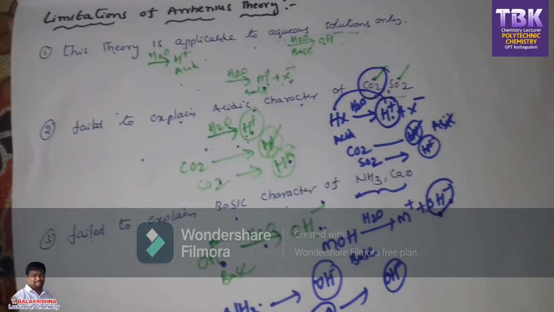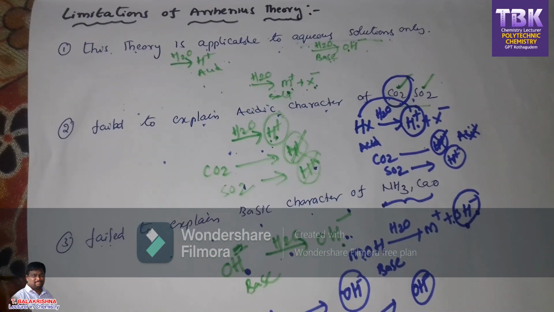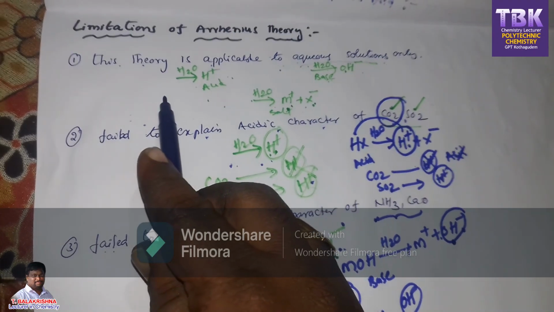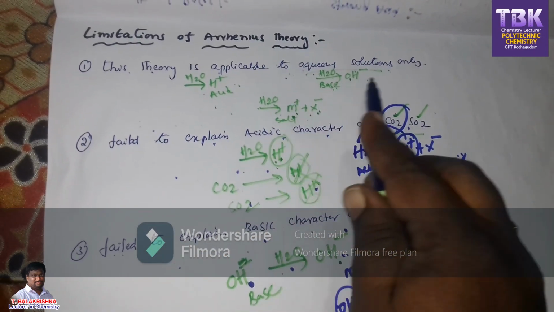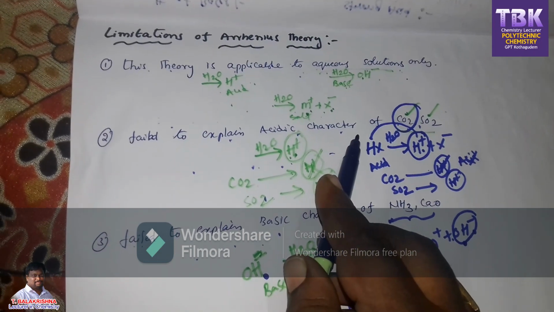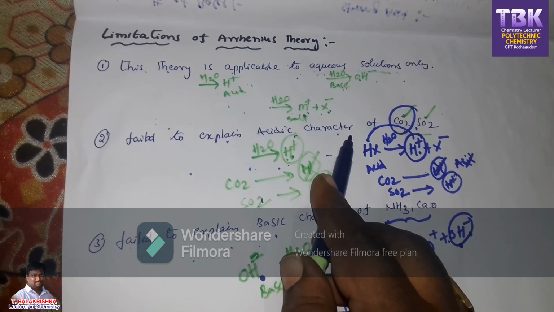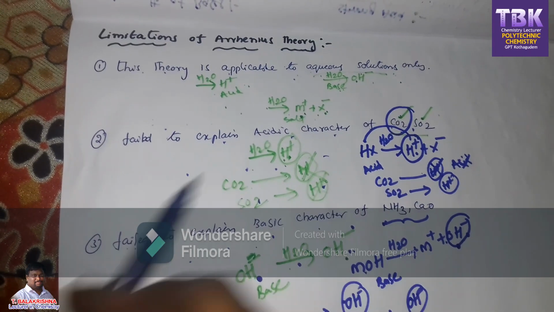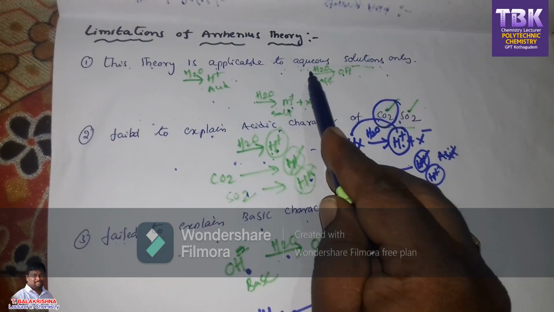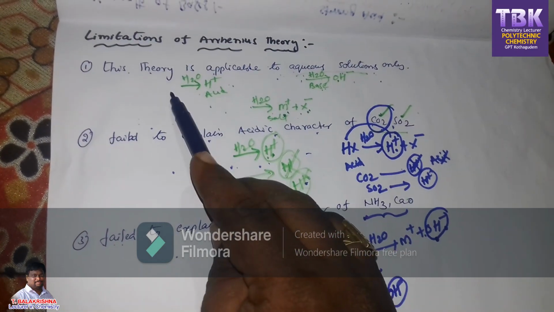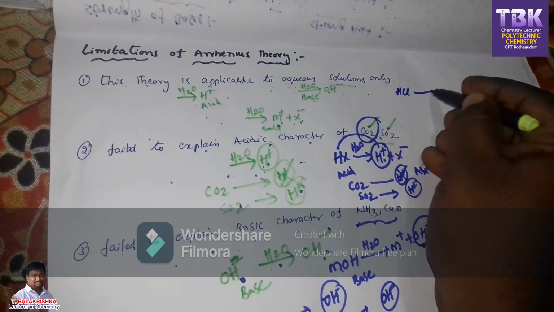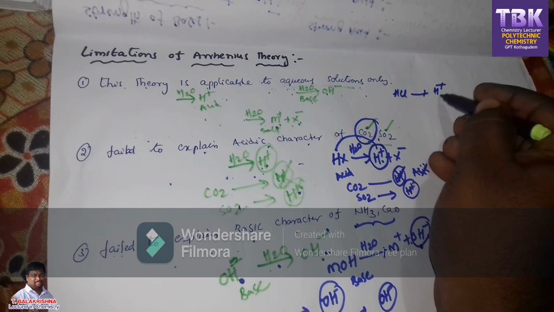Is it clear? There are three important limitations. One is this theory is applicable for only aqueous solutions. The definition of acid and base according to the Arrhenius theory is which produce H plus ions in aqueous solution, which produce OH minus ions in aqueous solution. The main word is aqua. So the theory is only applicable for aqueous solution. For example, HCl is dissolved in water, it produces H plus ions, that is called acid.